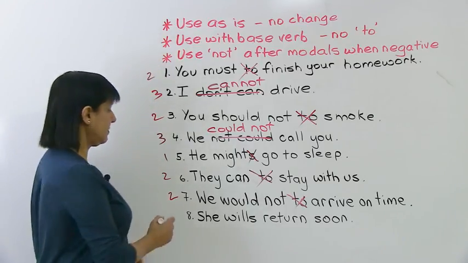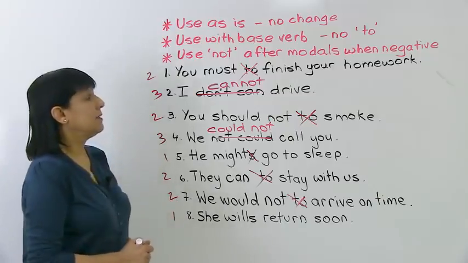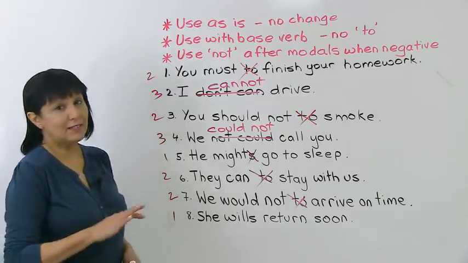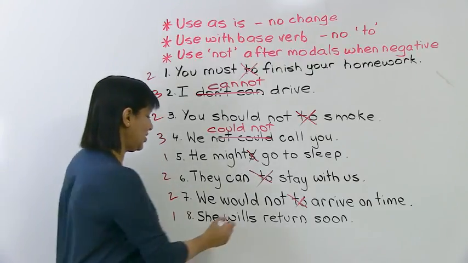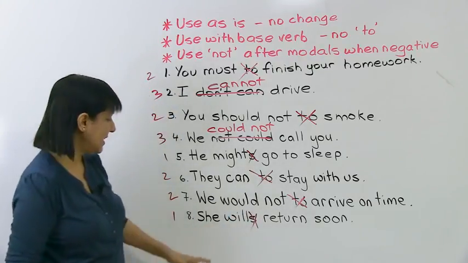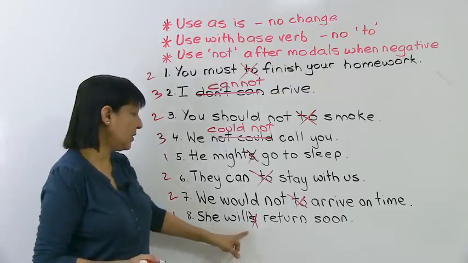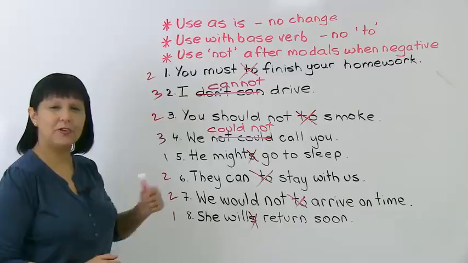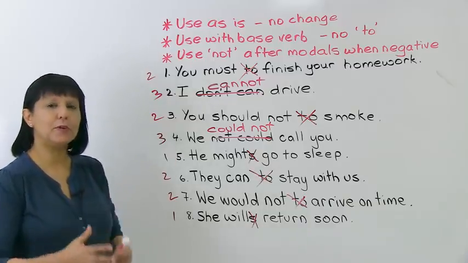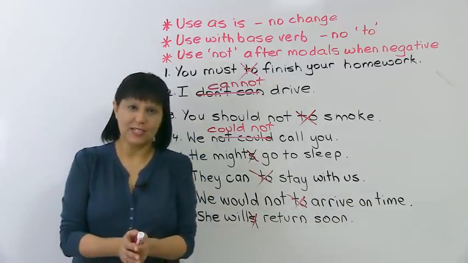The first rule up here, okay? The rule says that the modal verb doesn't change. And here it did get changed. So we have to take out the S and then it will become she will return soon, which is correct. Okay? I know there are a few things to keep in mind, but the more you practice, the better you're going to get at it.